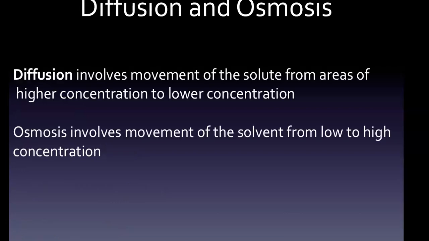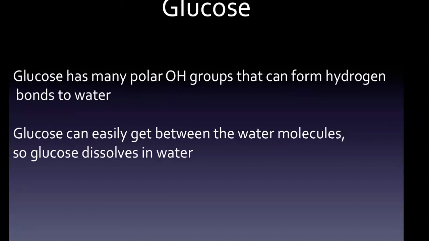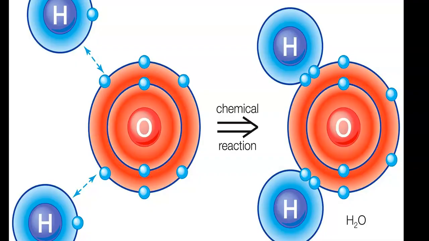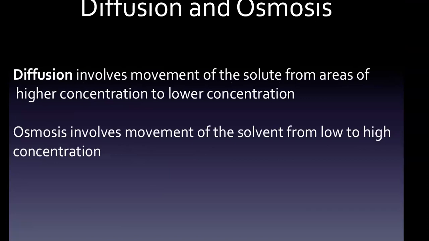Okay, diffusion and osmosis. Diffusion involves movement of the solute from areas of higher concentration to lower concentration, while osmosis involves movement of the solvent from low to high concentration. So, questions? What involves movement of the solute from higher to lower concentration? And that would be diffusion. Osmosis is a specific type of diffusion. It involves migration of the solvent rather than the solute, and it is a process utilized by the kidneys to maintain proper water balance.